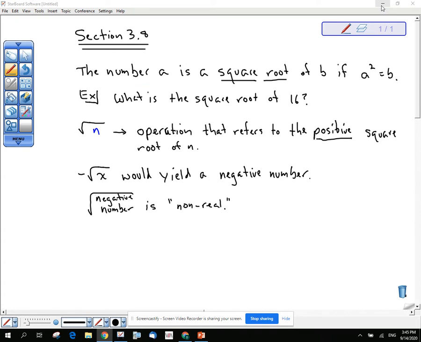Algebra 1, Section 3.8, finding and estimating square roots. A little bit of language and definition for you. The number a is a square root of b if a squared is equal to b.